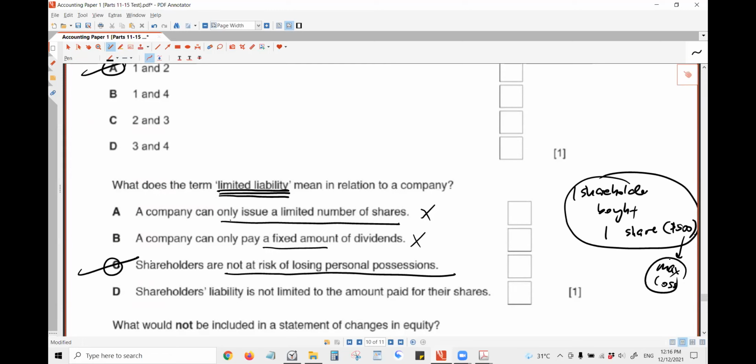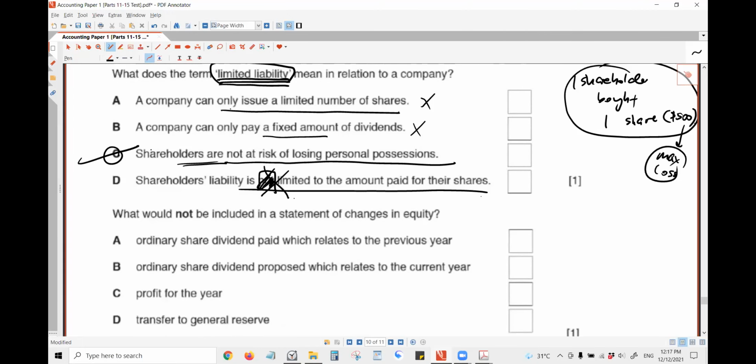You know what is buying share, right? I believe you have heard of people buying share and selling share. If you buy a share of maybe Apple company with $200, then that's the maximum loss. The company will not take more money from you. That's the meaning of limited liability. Not limited to the amount they paid for their shares, this is wrong. If they remove the word not, then this is also the answer. But here is the answer. The answer is C.